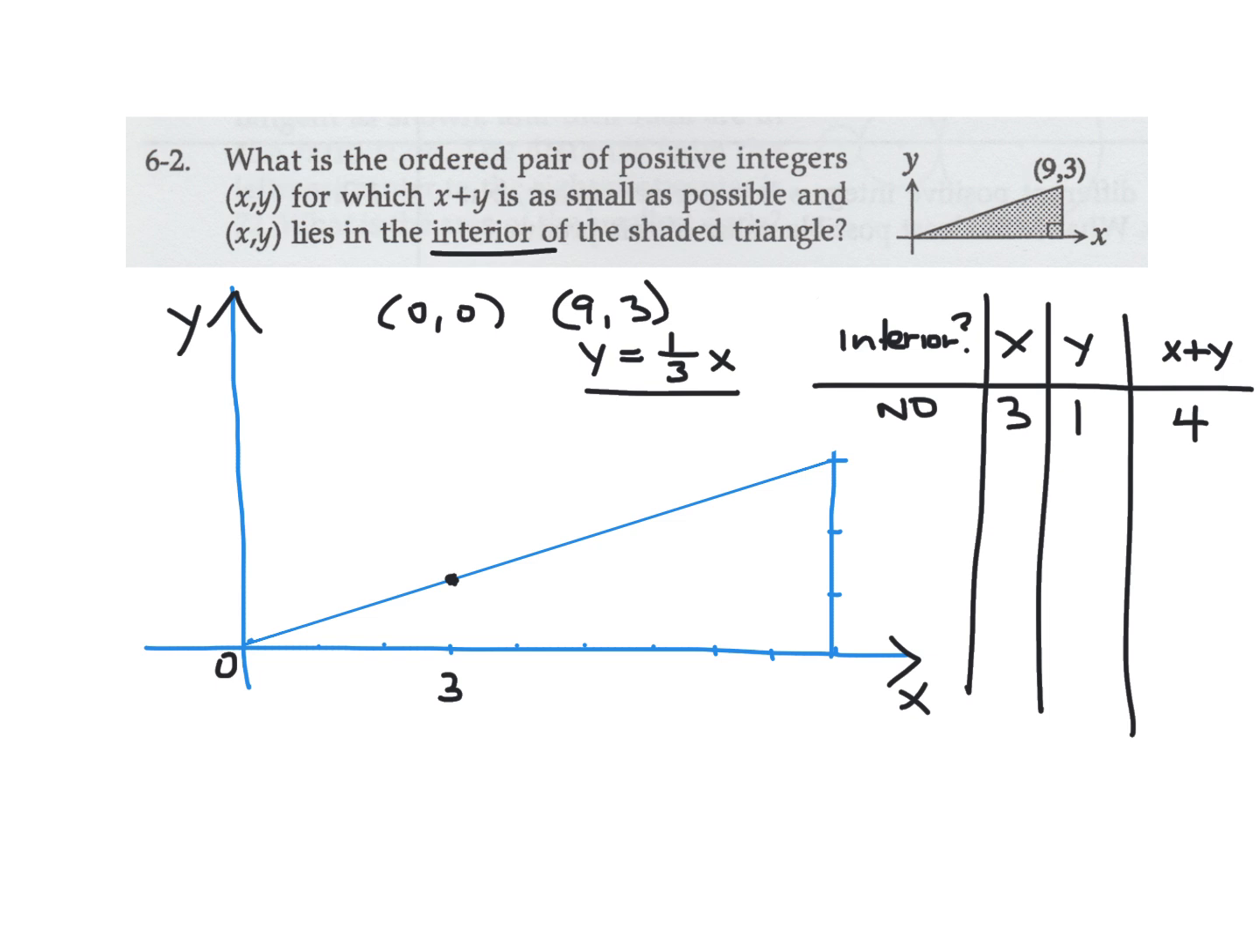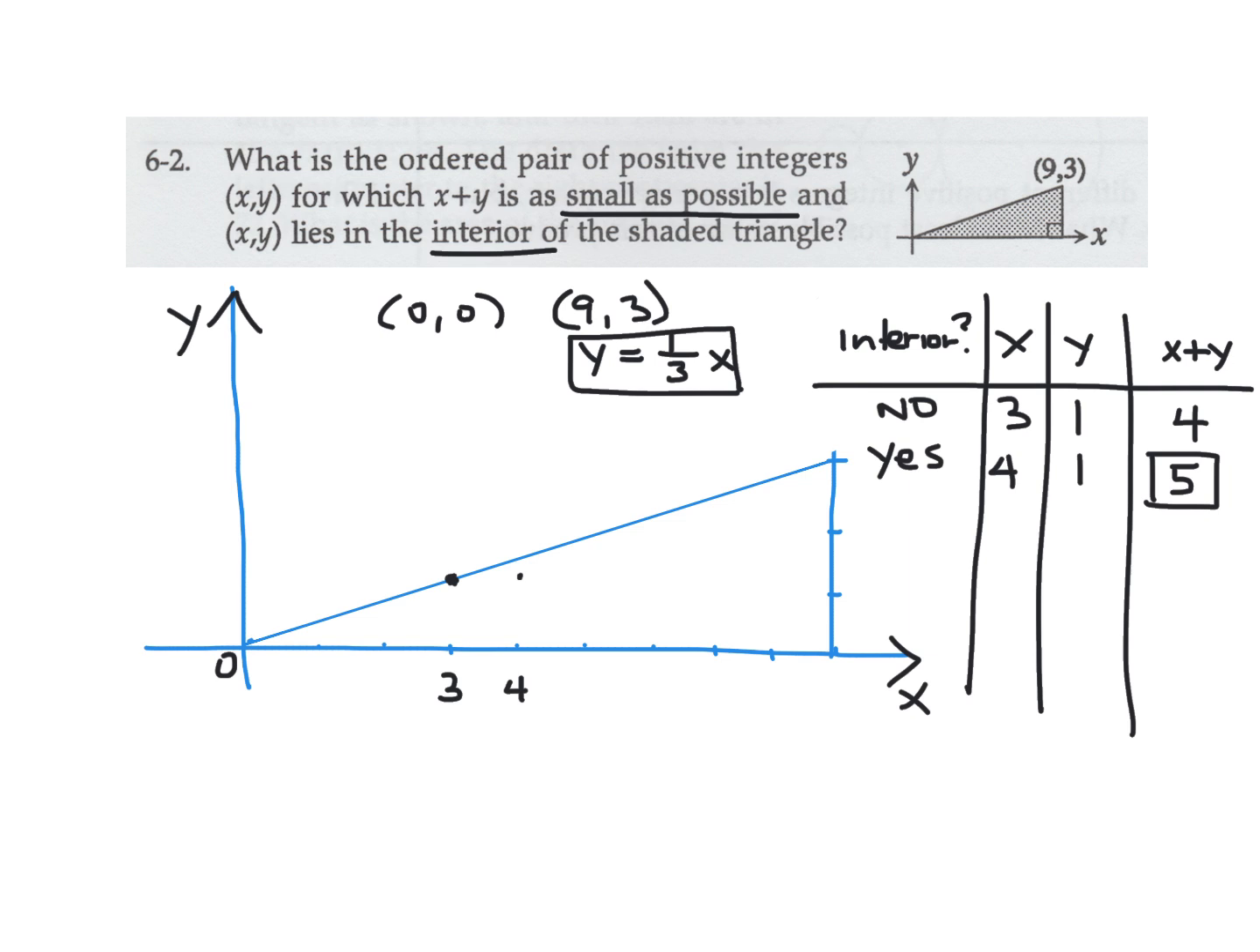What about when x is 4? So when x is 4, you use our little equation here, and that equation is going to give you something on the line. So I actually want something in the interior. When x is 4, I'm pretty confident that when y is 1, it's going to be in the interior. So that's good. That's the first one that I got, and this is 5. So this is a potential value for the smallest possible value of x plus y.